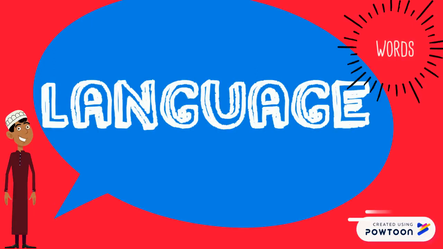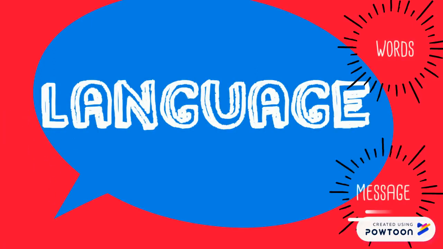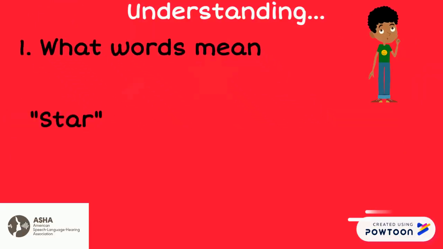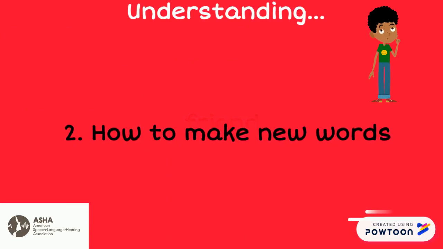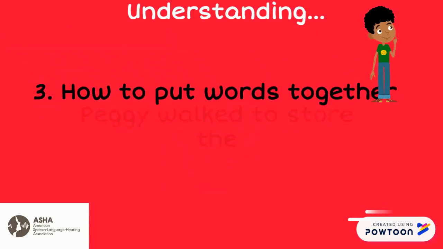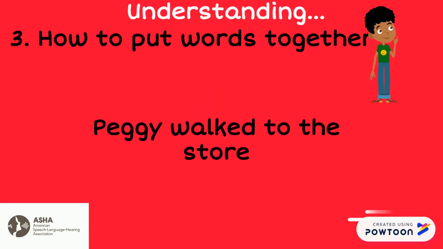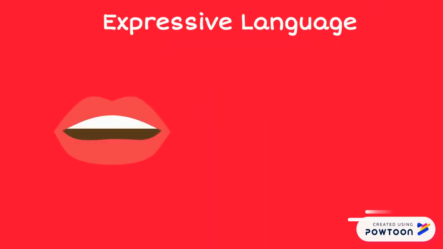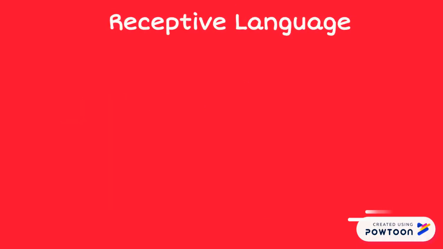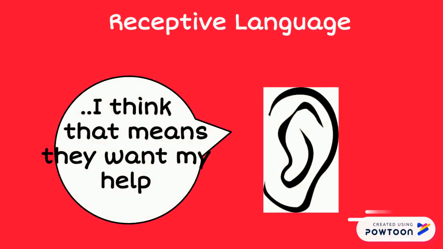Language is to do with the words we use and how we put words together to convey a message. This is where comprehension comes in. Understanding what words mean, how to make new words, and how to put words together. Expressive language is being able to use speech to deliver meaningful messages. Receptive language is being able to receive meaningful messages.